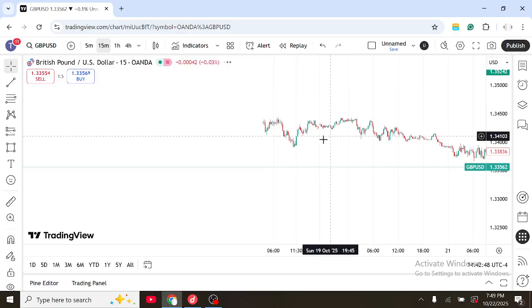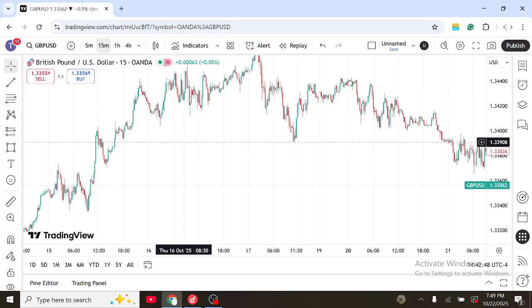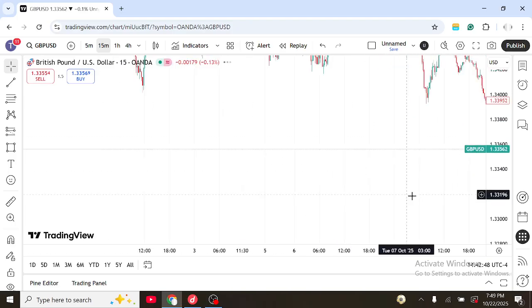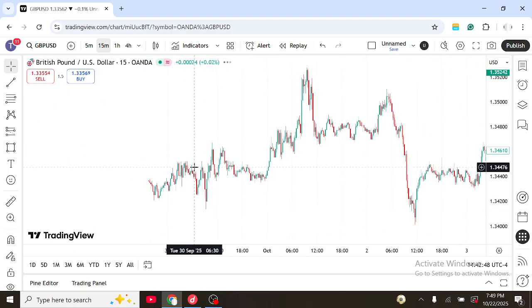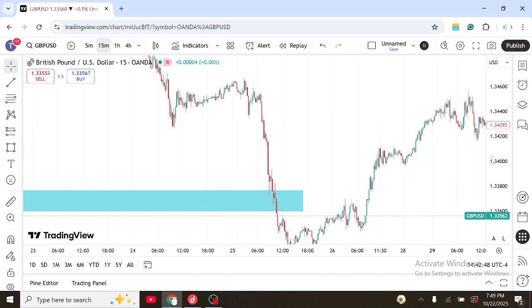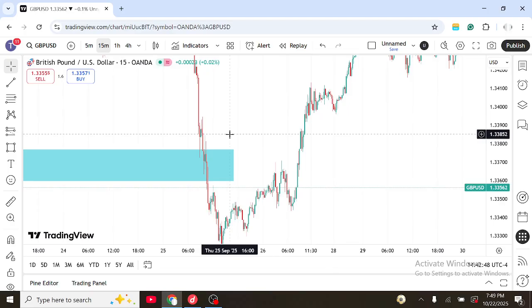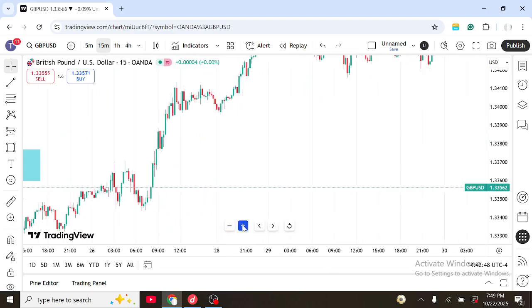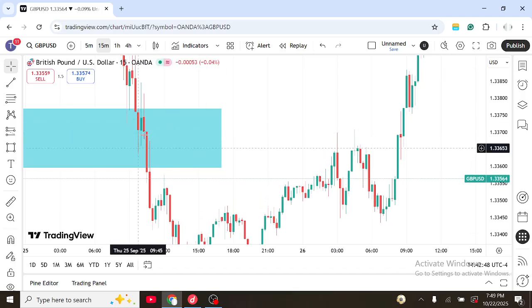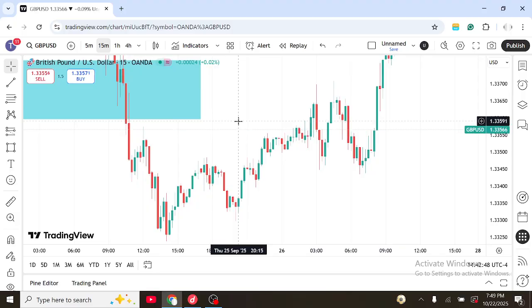So on 15-minute time frame, my interest is on the level that I marked. So I will just be watching for the behavior of market in that area. So we are not making entry immediately price gets here. All right, so what are we looking for? We are looking for change of character.